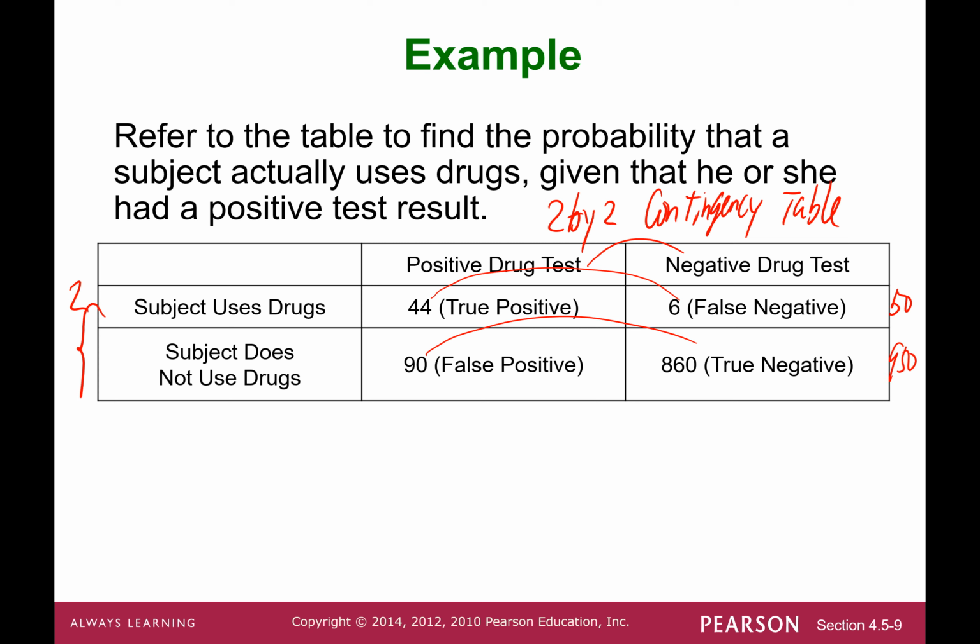And if you look at the columns, this is the row total, and this is the column total. The first column is the positive drug test result, 44 plus 90 is 134. Negative drug test will be 866. If you combine the row totals or the column totals, you get 1,000, meaning they surveyed 1,000 subjects. They break down the different categories and present them in a contingency table.